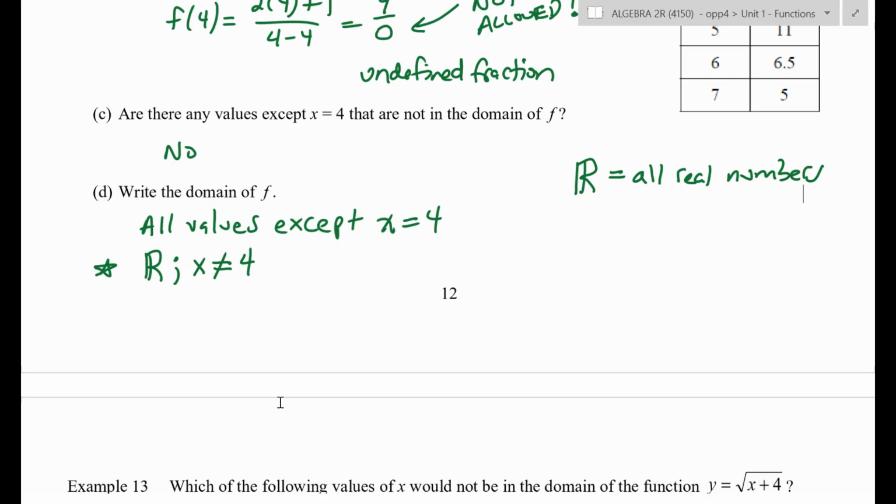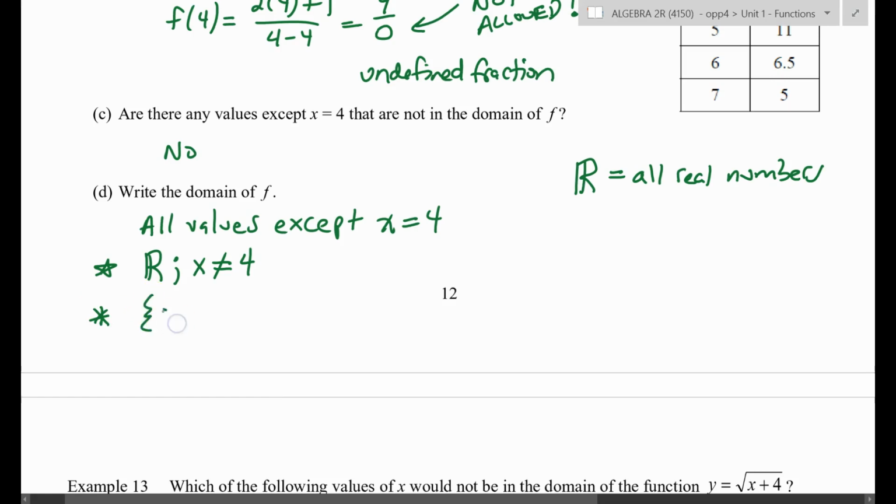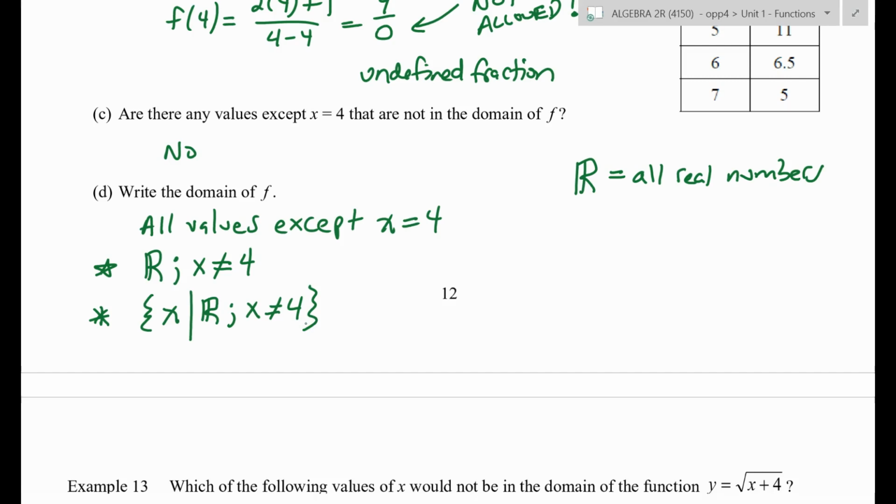A semicolon. Yep, this is a semicolon. All real numbers, semicolon, except x can't be 4, right? So that's one way you could do it. Here's another way you could do it. I want to do it in set builder. So watch what I'm going to do. x is an element of all real numbers with the exception that x cannot equal 4. Looks kind of like what I just did, right? But that's how you would do it as a set builder.